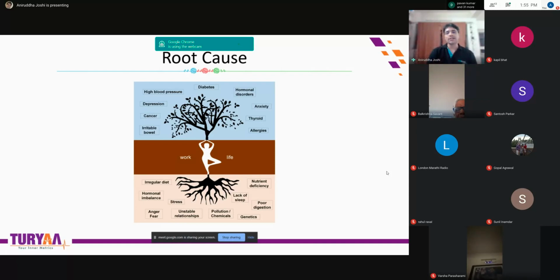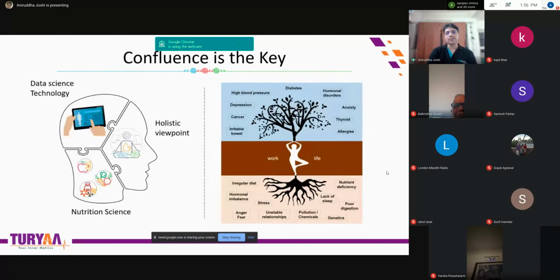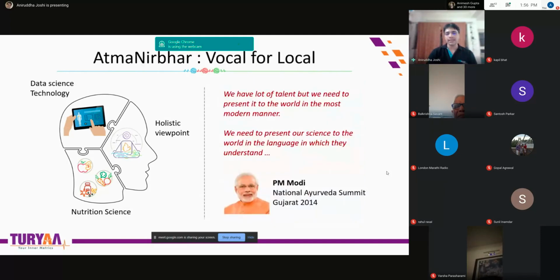So we should make sure that we follow the Ayurvedic rules. We follow them for the entire family, so that we are aware that we are going through such and such a transition, and we can take corrective actions. Confluence is the key. So we have added the holistic viewpoint of Ayurveda and nutrition science and combined them with the latest technology of data science, which is what we are calling one of the Atmanirbhar projects.